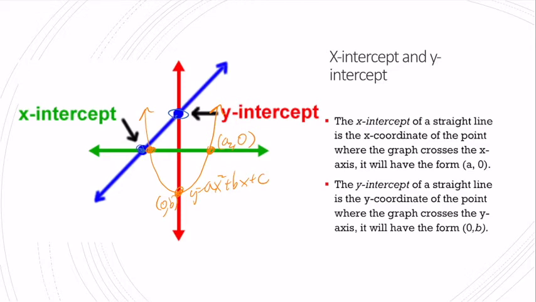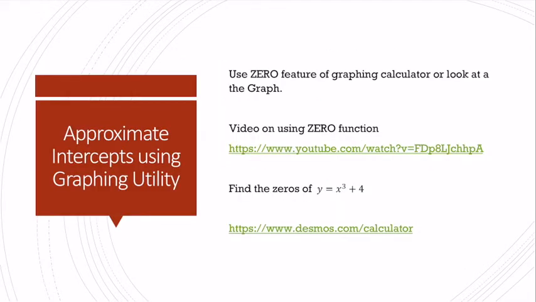So I can approximate our intercepts using a graphing utility. There's a 0 feature in graphing calculators that would let you look at the graphs. I have attached a link to a video on how to use the 0 function. I really like using the Desmos graphing calculator, and here's why. So let's find the 0 of y equals x cubed plus 4.